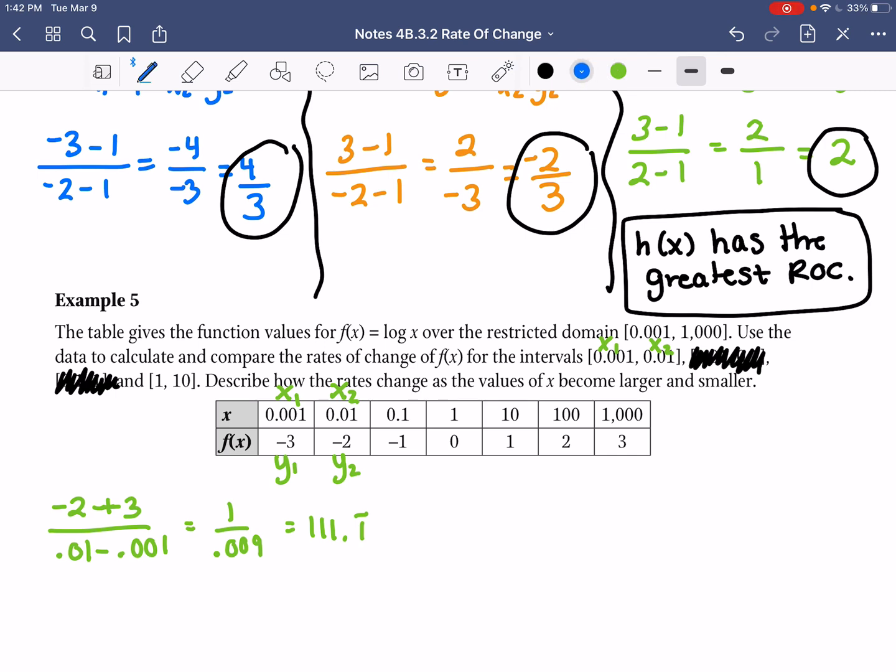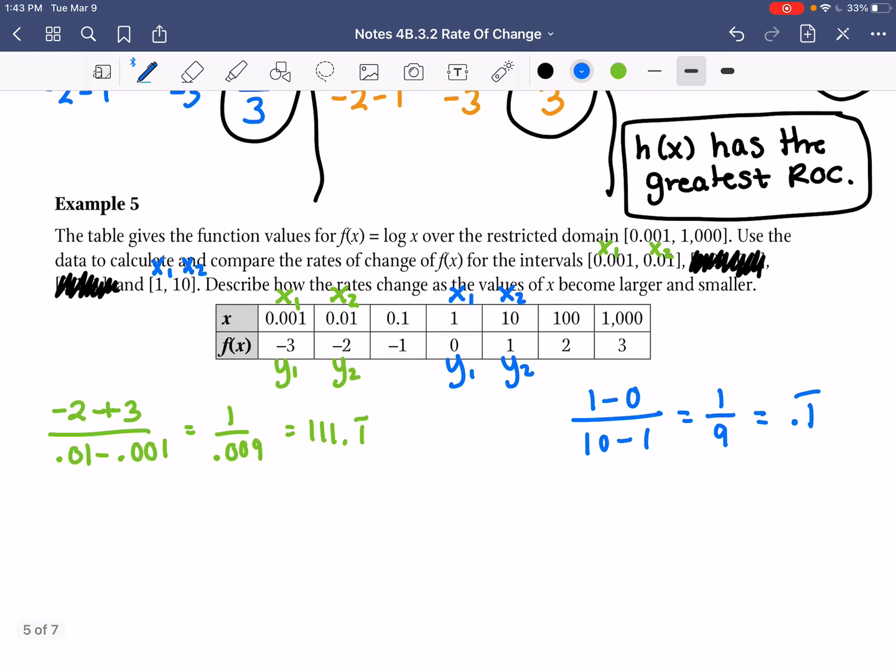I'm going to do my second interval, so I'm going to do 1 to 10. That's x1, x2. So x1 is 1, x2 is 10, and then my y's. So y1, y2. So I'm going to plug them in the slope formula again. y2 minus y1 over x2 minus x1. I get 1 over 9, which is 0.1 repeating.